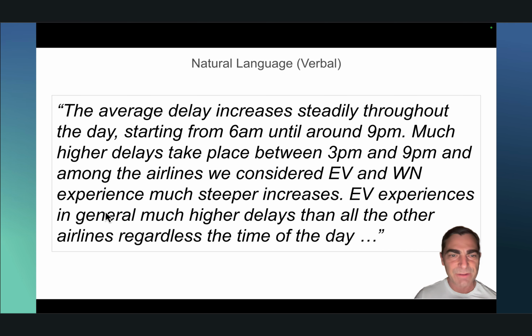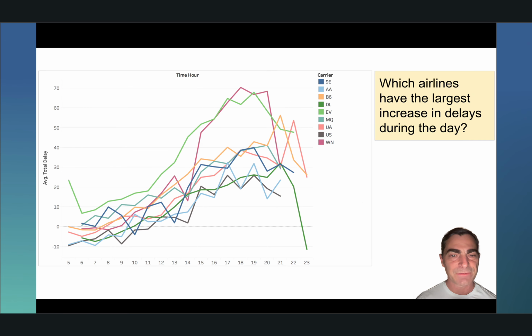EV experiences in general much higher delays than all the other airlines regardless of the time of the day, and so on. So imagine if I had to describe all this information just using natural language. It would be very hard to build a mental picture of what is going on. Whereas when I show you a graph like this one, it's immediate.